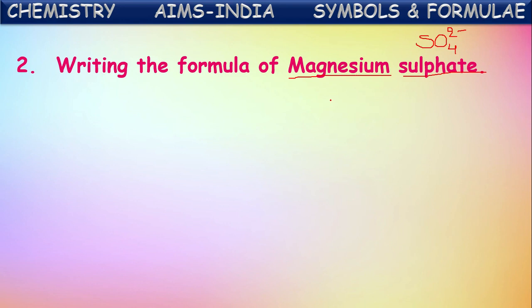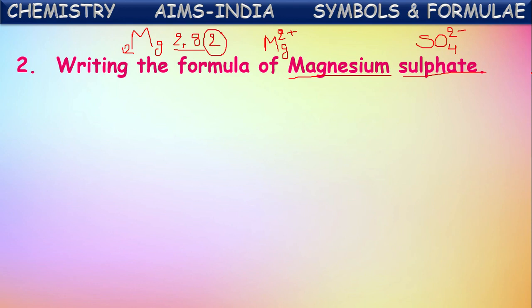Now let us see the ion formed by magnesium. We know the atomic number of magnesium is 12. So if you write the configuration, what do we get? 2, 8, 2. This is the electronic configuration of magnesium. Is it a stable element? No, because it has only 2 electrons in the valence shell. To become stable, magnesium loses these 2 electrons and hence becomes stable with the 2, 8 configuration. So by the loss of 2 electrons, magnesium forms the Mg2 plus ion. In this way, the ion formed by magnesium is Mg2 plus and the sulfate ion is SO4 2 minus.